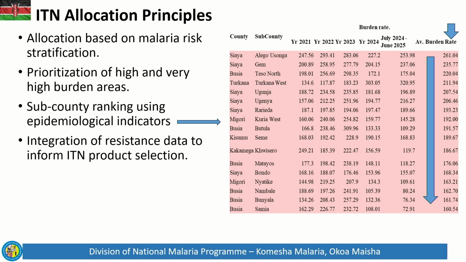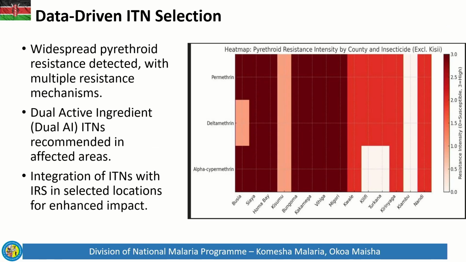The other key factor that played in is the resistance data, because we had to choose the type of ITN to put in place, and that has a cost implication. If we were, for example, to put all pyrethroid nets, you'd probably cover more sub-counties within the counties because of the cost. But because of the insecticide resistance profile, where we have widespread pyrethroid resistance with multiple mechanisms of resistance, in our country we chose to put pyrethroid nets where we have no pyrethroid resistance, and dual AI nets where we had pyrethroid resistance.